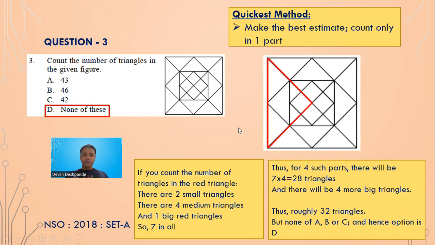So this is 1/4. How many in the 1/4 part? 7. If you multiply 7 by 4, it will be 28. So 28 triangles roughly. And then there are very big triangles: one like this, another like this, a third like this, and a fourth like this. So 28 plus 4, 32 triangles, roughly. None of the options are actually correct, so the correct answer is none of these.